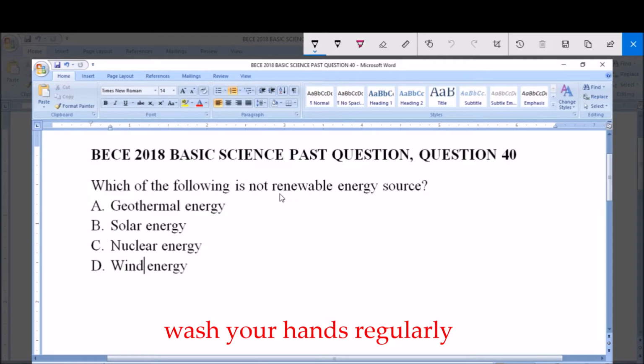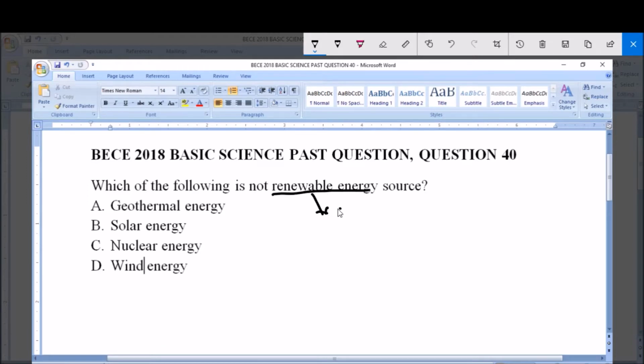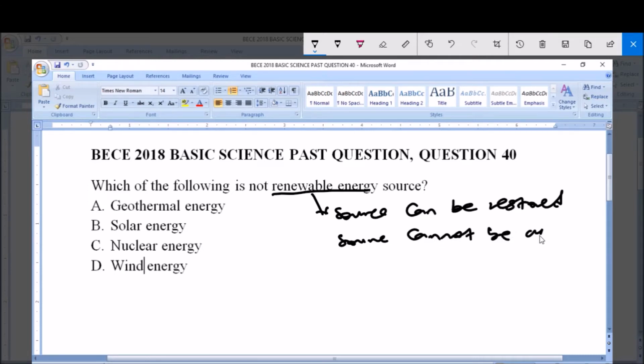Now, what is renewable energy? Renewable energy simply refers to energy whose source can be restored. That is, these are energy from sources that cannot be used up. They last for a lifetime.